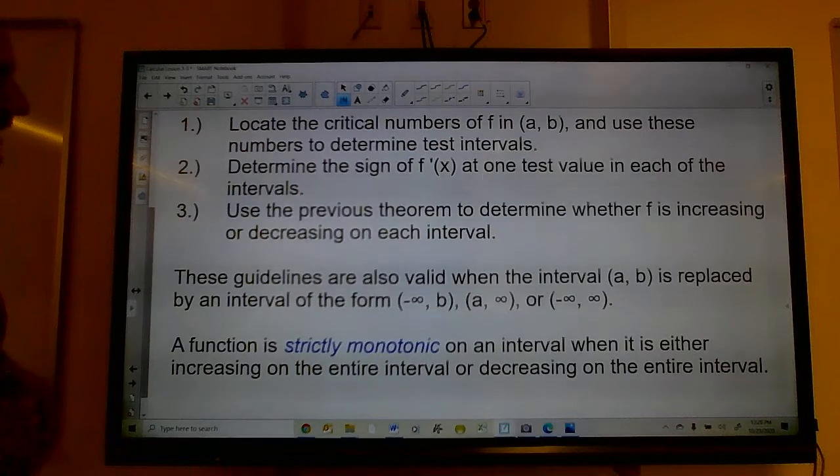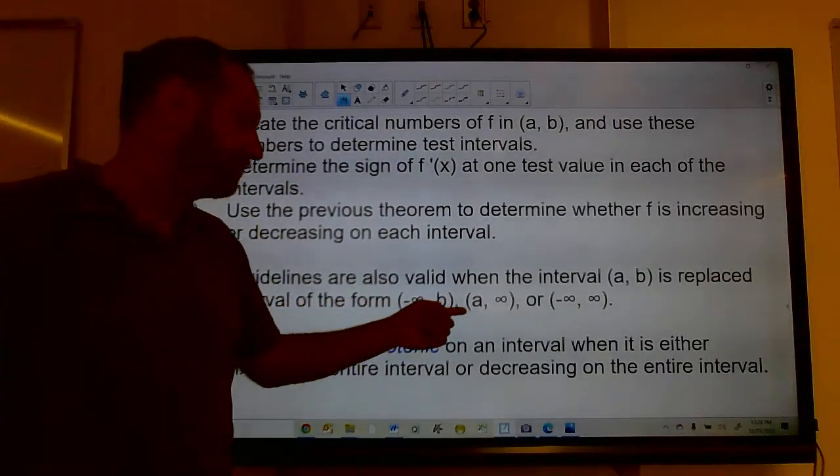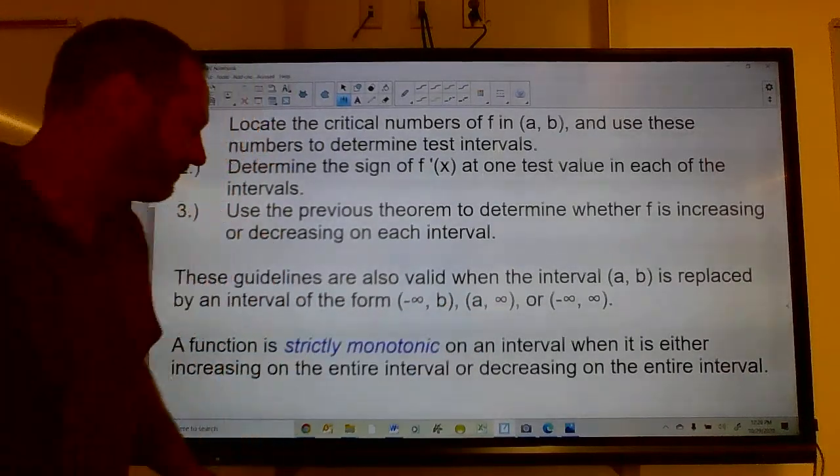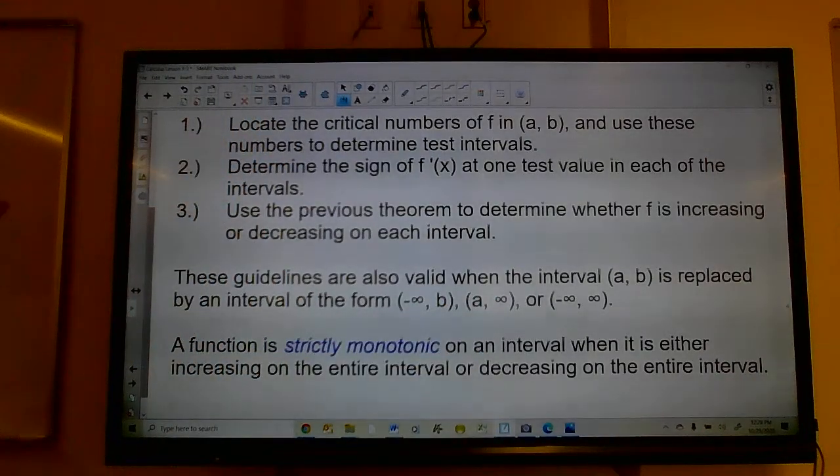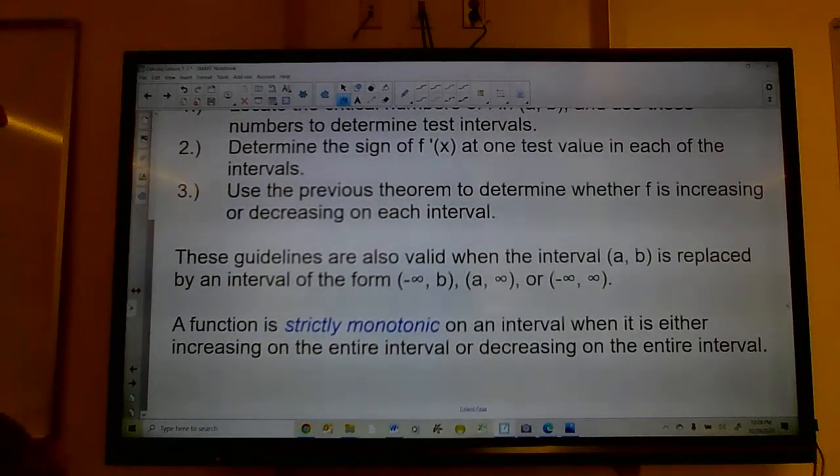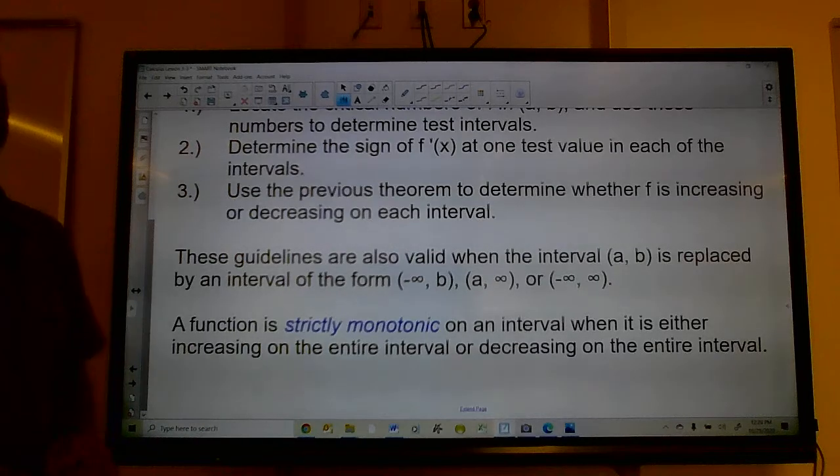These guidelines are also valid when the interval AB is replaced by any of these intervals: -infinity to b, a to infinity, or -infinity to positive infinity. A function is strictly monotonic on an interval when it is either increasing on the entire interval or decreasing on the entire interval.